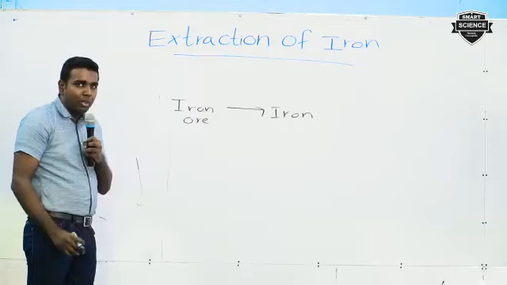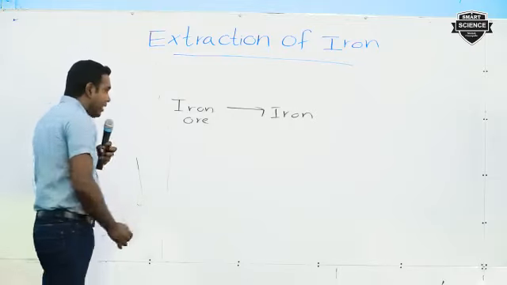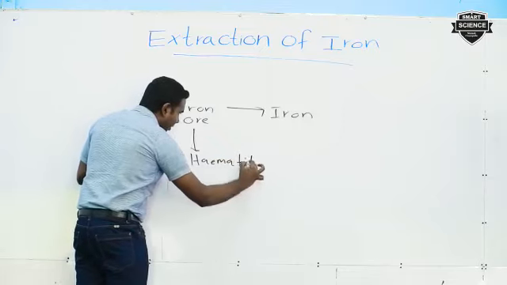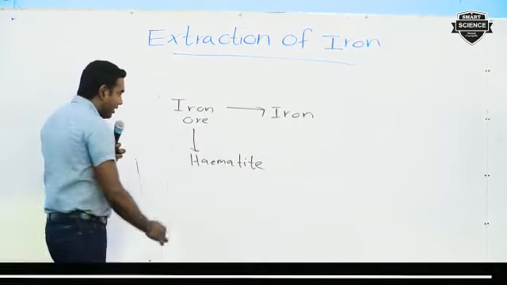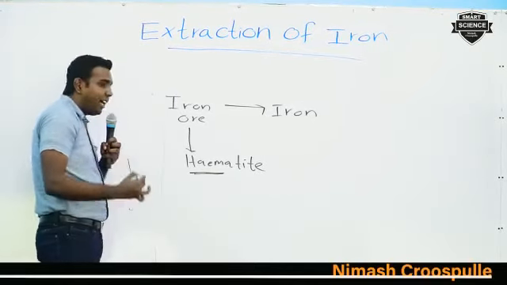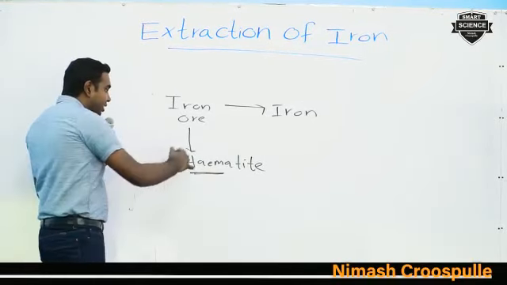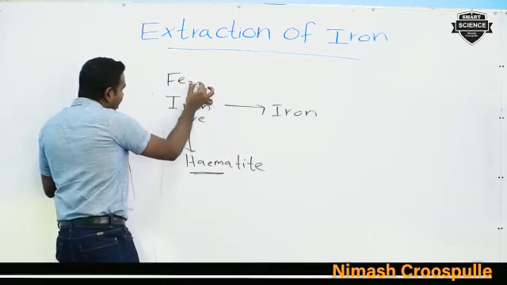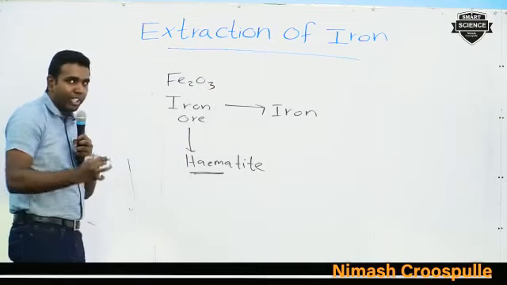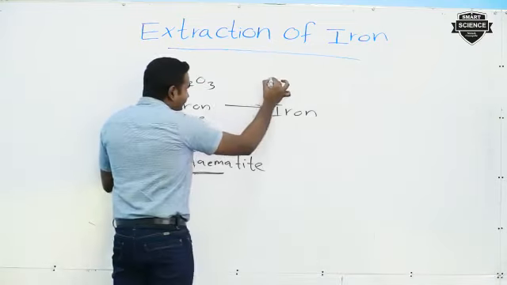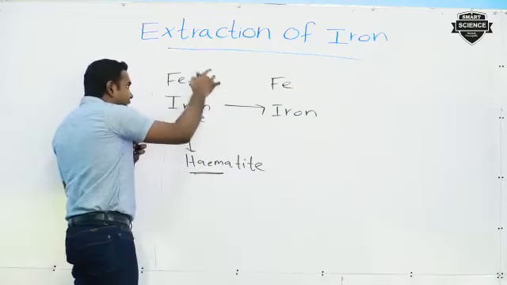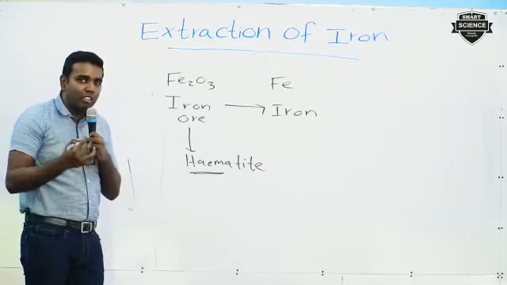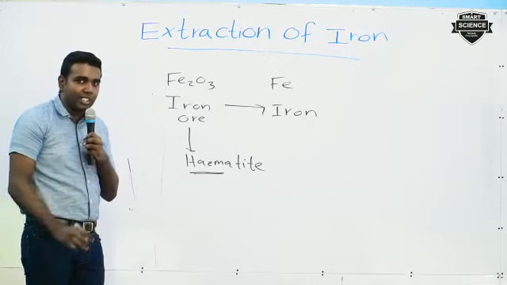The iron ore, or the rock that contains iron, is hematite. Like in hemoglobin, this heme indicates there is iron in the rock. In this hematite, iron is present in the form of iron 3 oxide, Fe2O3. To extract iron from this iron 3 oxide, we have to remove this oxygen. Removal of oxygen is known as reduction.